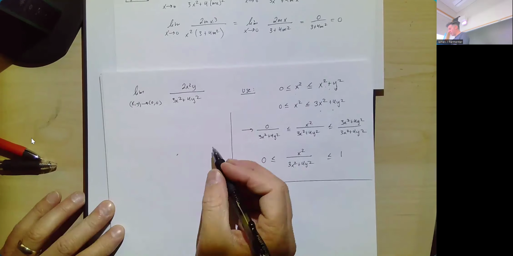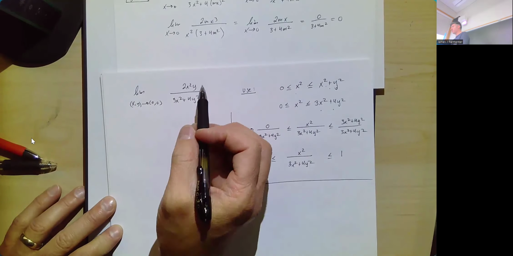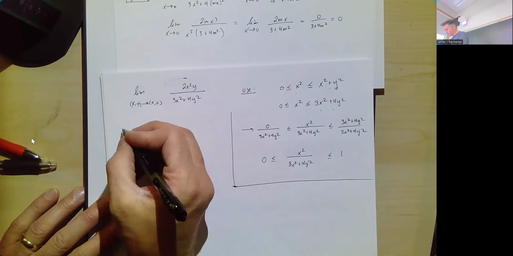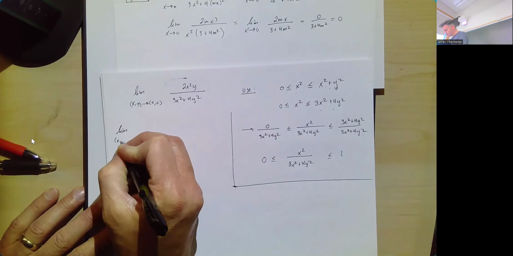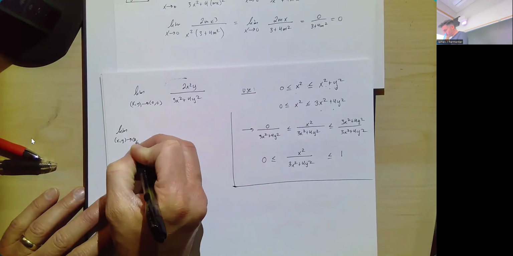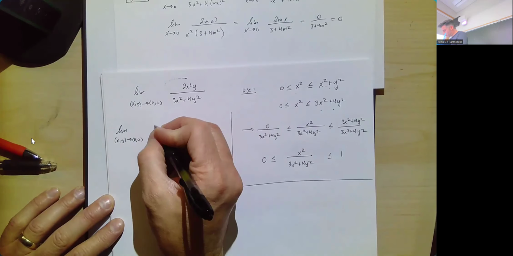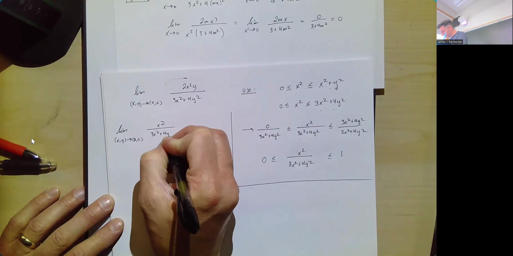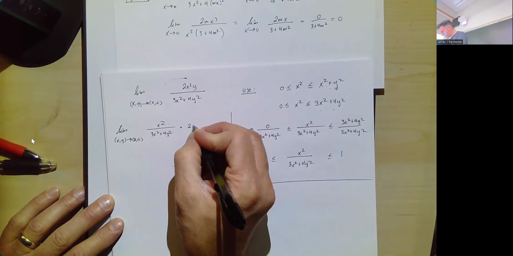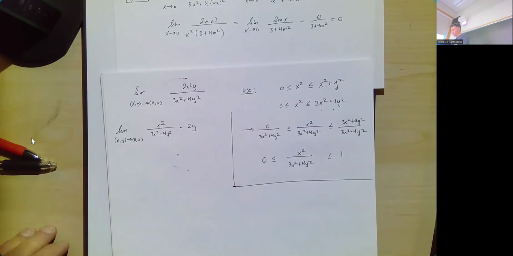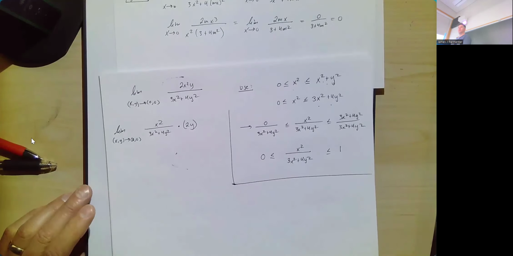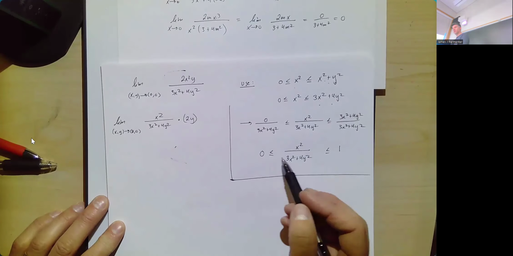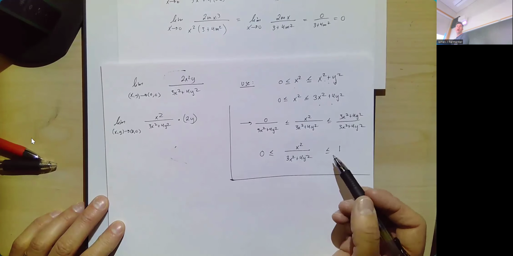Great. So now we're going to take that and we're going to use it in our limit. So I'm going to rewrite this limit so that the thing that I just talked about is kind of separated from everything else. So I'm going to rewrite this as the limit as (x, y) goes to (0, 0) of x squared over 3x squared plus 4y squared times 2y. Right, that 2y is just separate. So here's what I'm actually going to say. I'm going to take this expression here. I'm going to multiply it all by 2y.